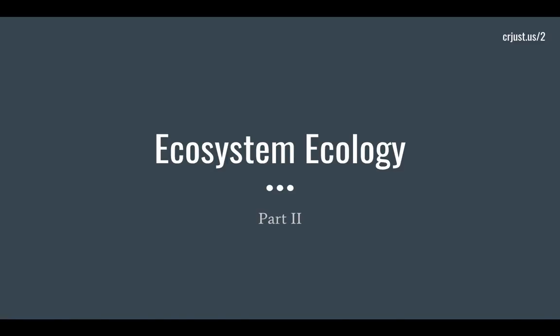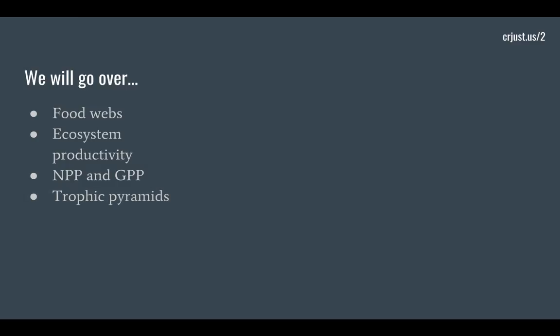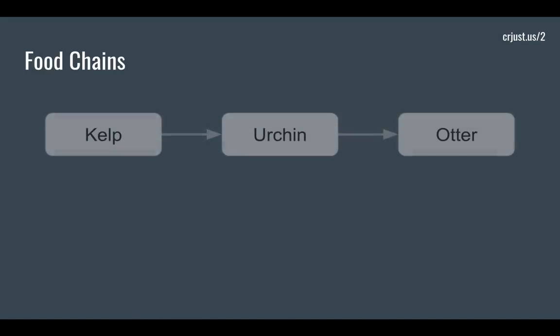Welcome to part 2 in our video lecture on ecosystem ecology. In this video lecture, we're going to go over food webs and food chains. We'll discuss ecosystem productivity, net primary productivity, and gross primary productivity, and we'll have a discussion on trophic pyramids. Let's talk about food chains.